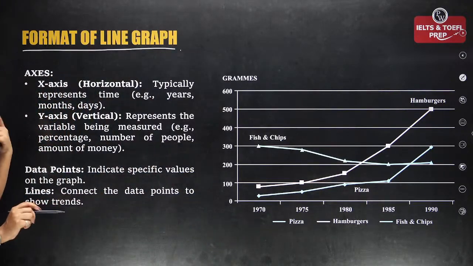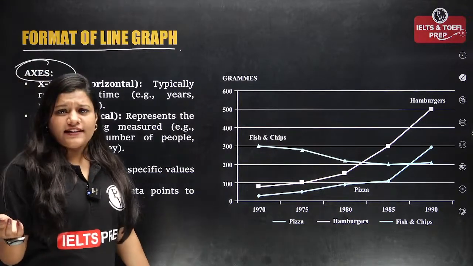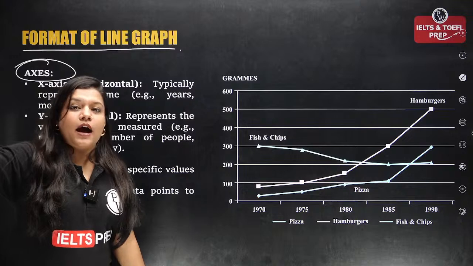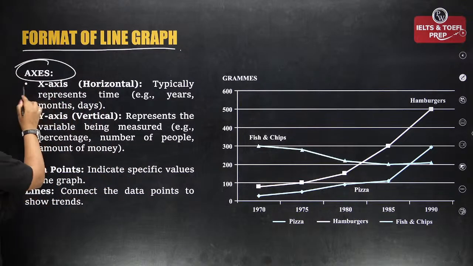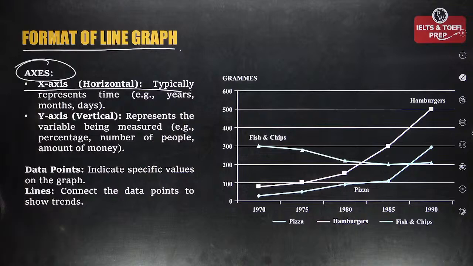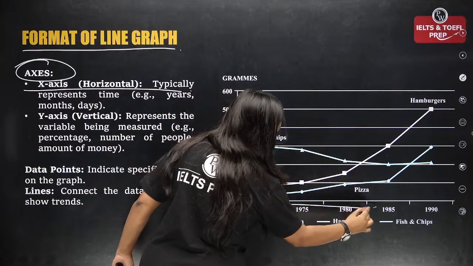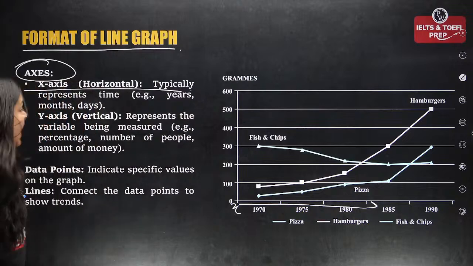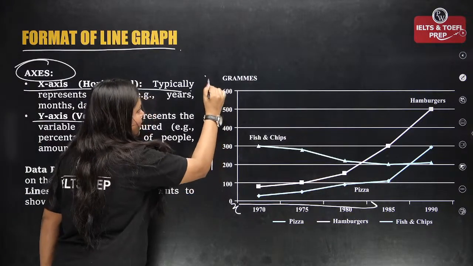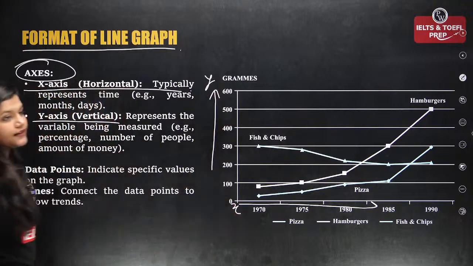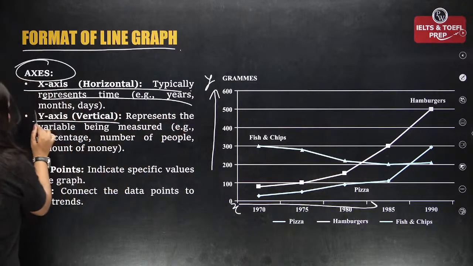Now listen to me carefully. It has axes, similar to what we have in a bar graph, and we are going to have them in the line chart. The x-axis is horizontal in nature, and the y-axis is vertical in nature. This is your x-axis and this is your y-axis. The x-axis typically represents time, for example years, months and days.